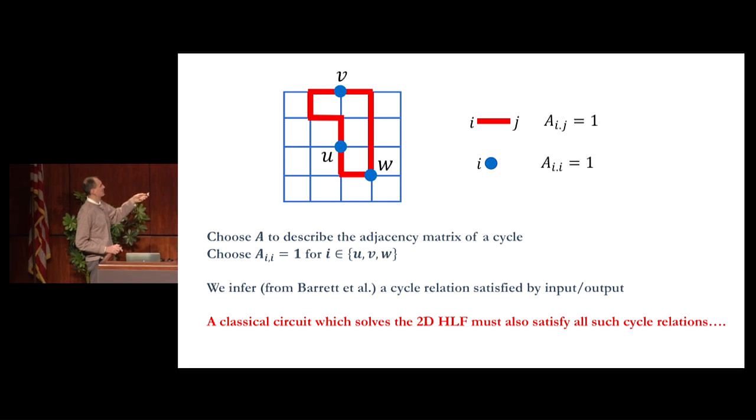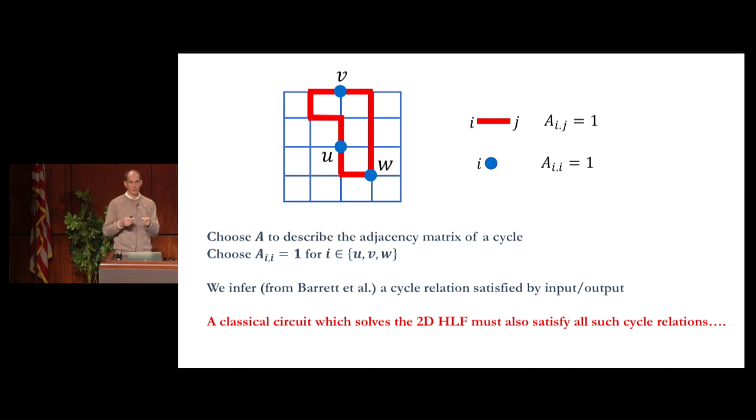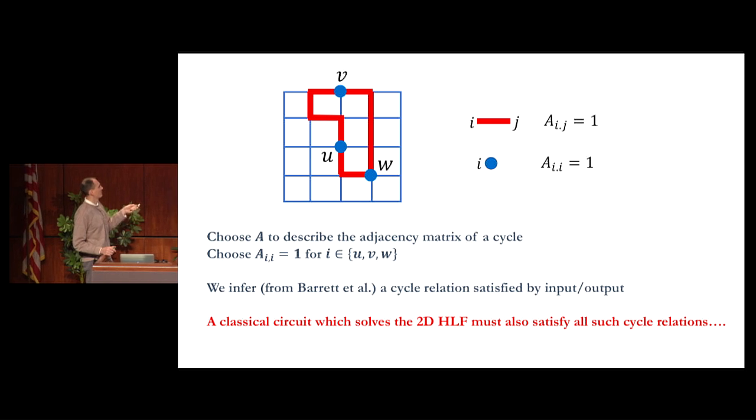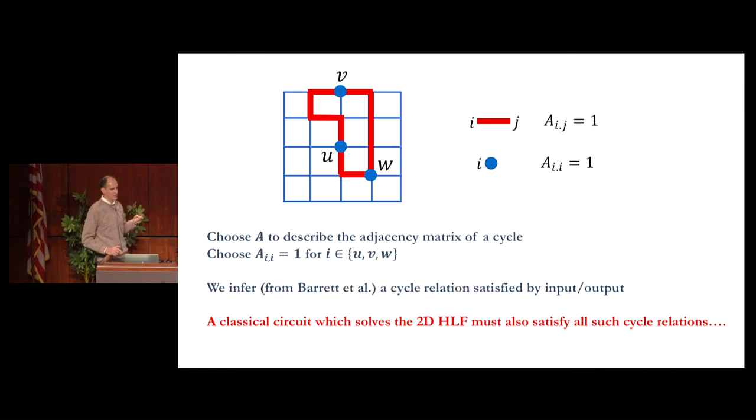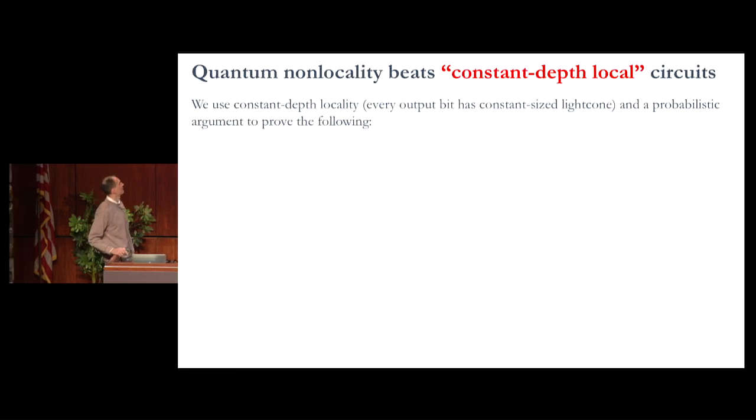We can choose diagonal matrix elements such that we have this triple of qubits U, V, W located on this cycle. These qubits are measured in either X or Y basis. So if you have some classical circuit that solves all two-dimensional instances of the HLF problem, it must also solve all instances of this one-dimensional cycle problem.